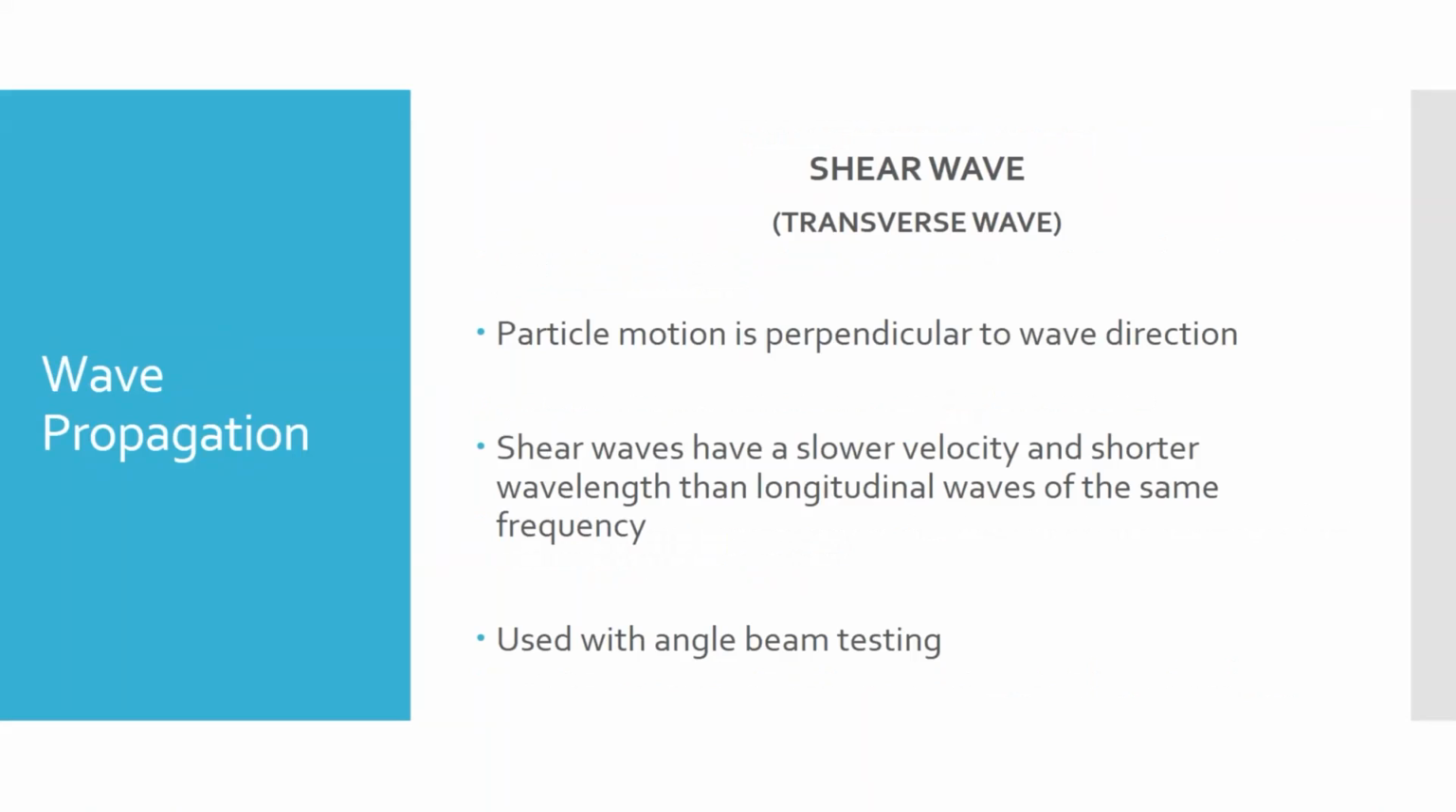Here are transverse waves. These go where the particle motion is perpendicular. They are slower moving. They lag behind the longitudinal wave, given the material. Then, like I said, using angle beam tests, this occurs off either side of the wave.